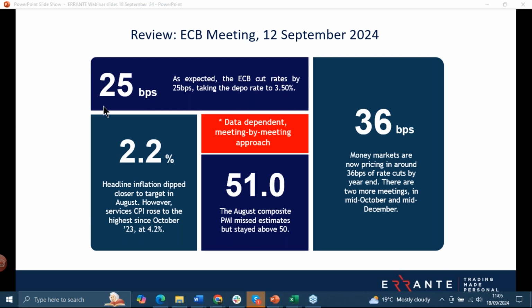In the policy statement, the ECB reiterated that they would continue to follow a meeting-by-meeting approach and remain in data dependent mode. That's exactly what we said and highlighted in our preview last week. New growth and inflation forecasts barely changed from June. Again, we highlighted that last week.